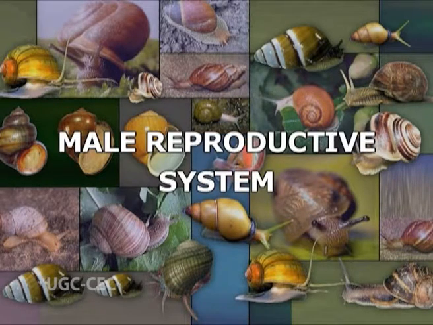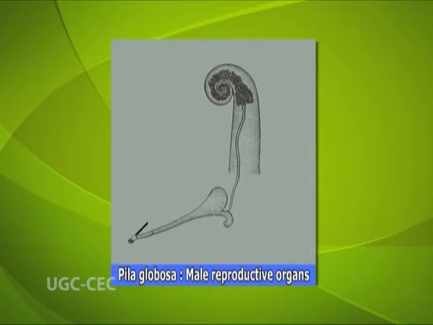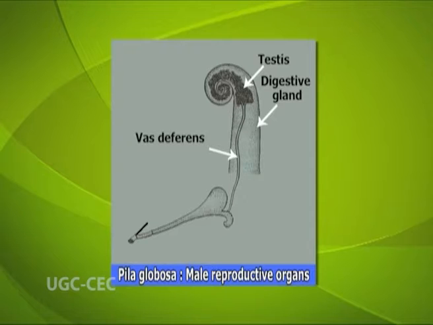Male reproductive system. A single cream-colored testis lies in the upper 2 or 3 whorls in close contact with the digestive gland. The testis is a flat plate-like structure, more or less triangular in shape. Many fine ducts known as vasa efferentia originate from different parts of the testis. The vasa efferentia unite together to open into a common vas deferens.